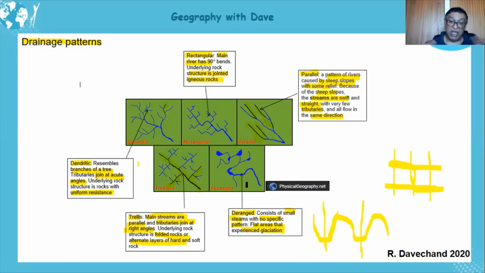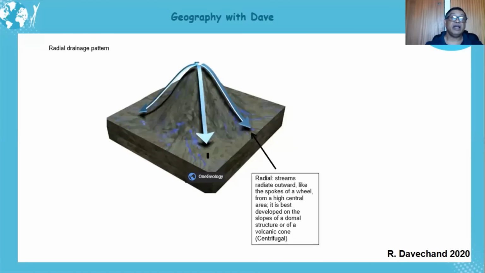Now, the other two patterns I have to show you on a different diagram. First we have the radial pattern, the radial drainage pattern. Now this pattern radiates outwards. Can you see it? Going outwards, like the spokes of a wheel, obviously, from a high central area. Can you see? This is a high area, and it flows outwards.